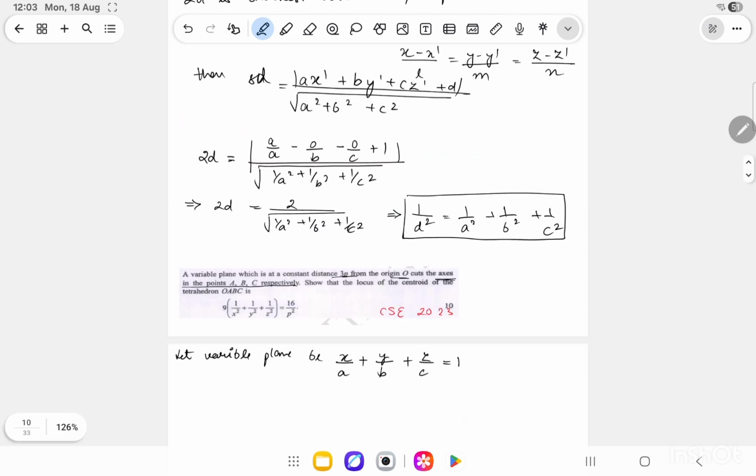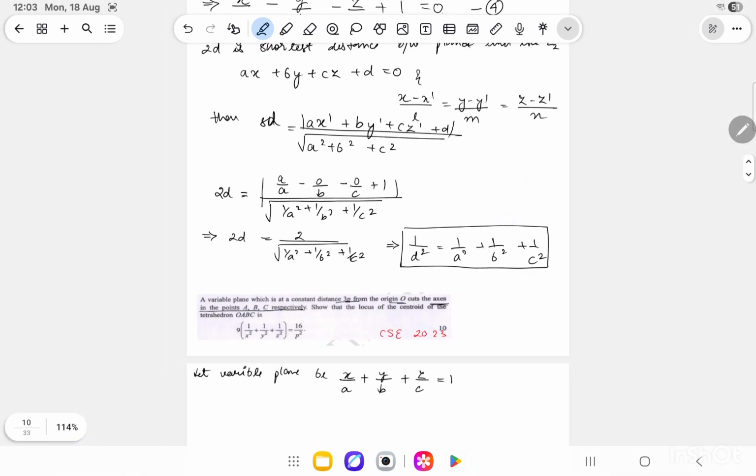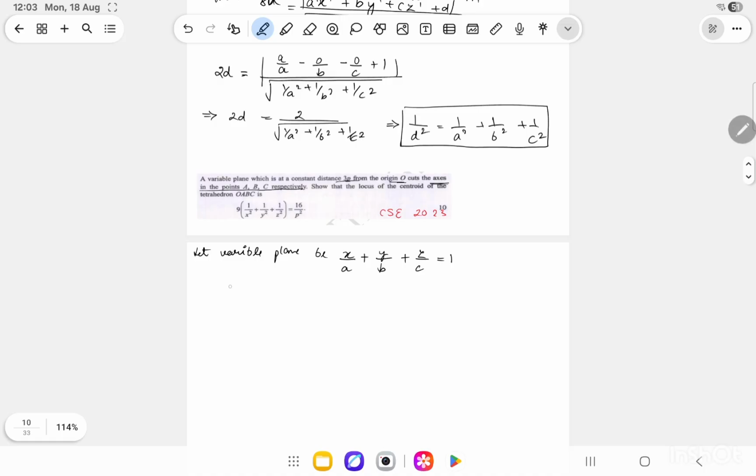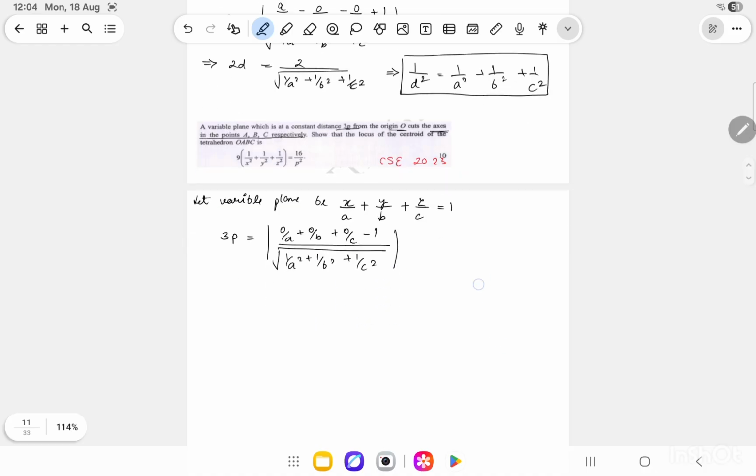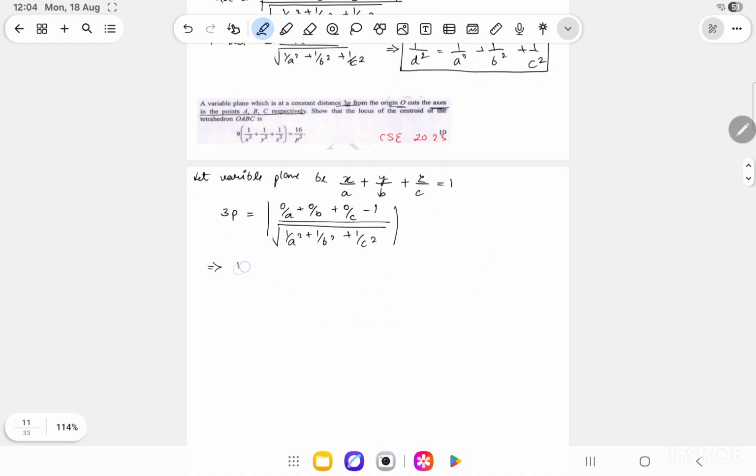Then using the same formula which we discussed in the previous question, I can find a relation: 3p = |0/a + 0/b + 0/c − 1| upon √(1/a² + 1/b² + 1/c²). If I simplify this equation, I will get 1/a² + 1/b² + 1/c² = 1/(9p²). Let me name this equation as star, as we will be needing it later on.